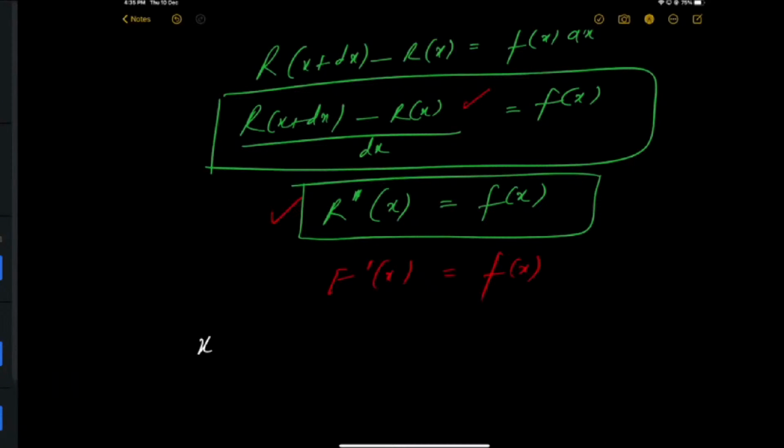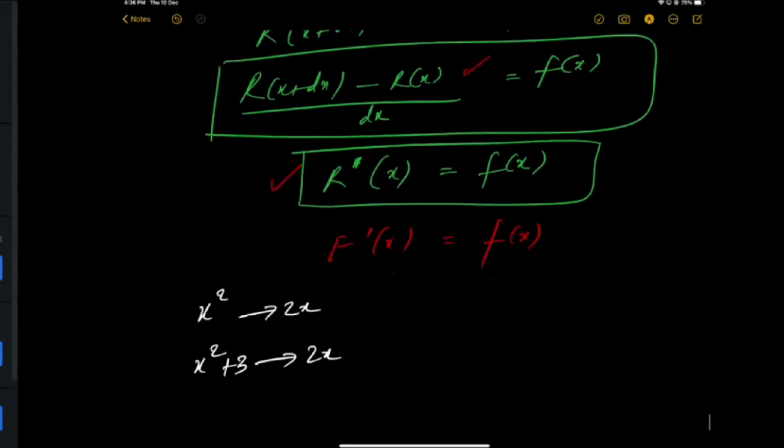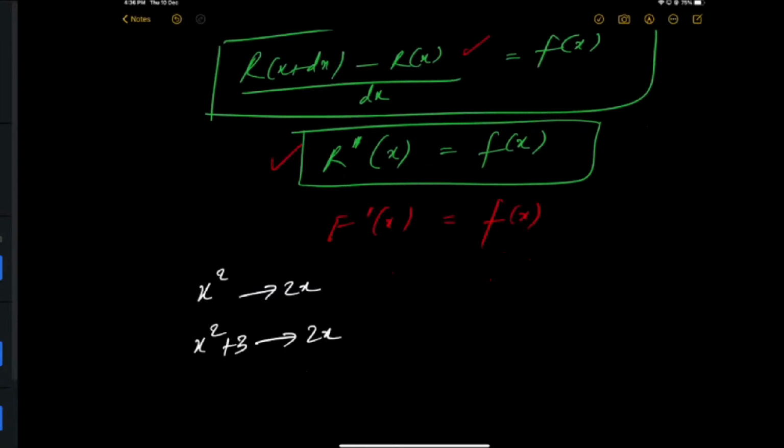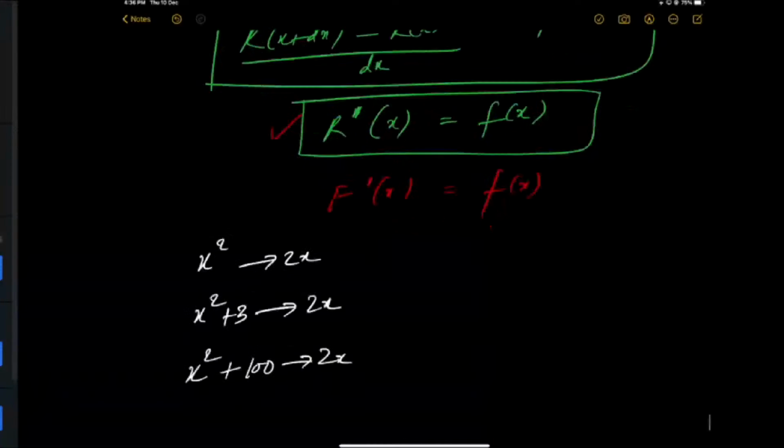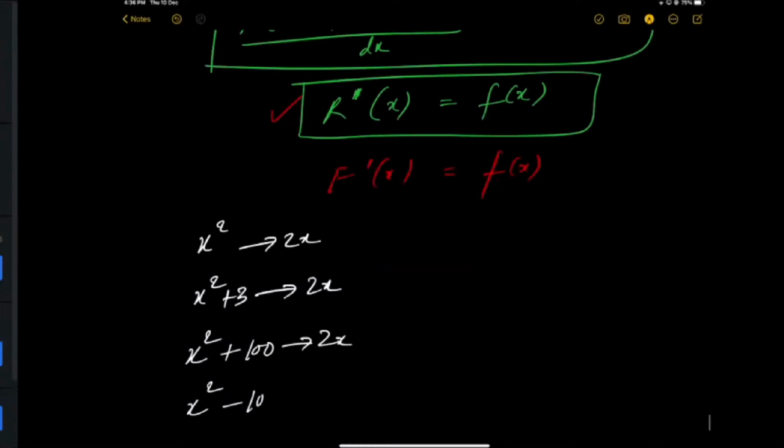What is the derivative of x squared? It's 2x. What is the derivative of x squared plus 3? It's still 2x, because derivative of x squared is 2x and 3 is a constant whose derivative is 0. What is the derivative of x squared plus 100? It's still 2x, correct. What is the derivative of x squared minus 100? It's still 2x. That means if derivatives of any two functions are same, they differ by a constant.